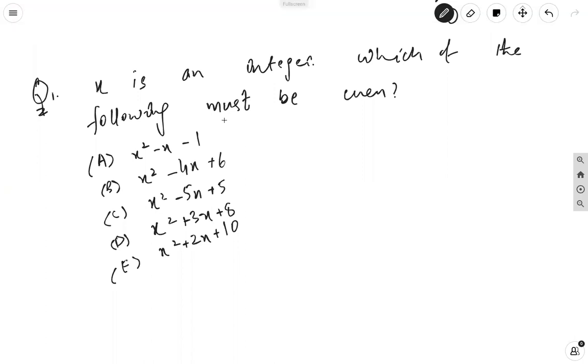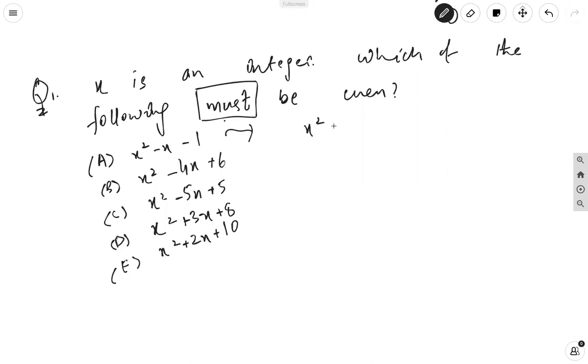See closely the word must. If this were a different kind of question, then there could be multiple answers. But the question is saying must, so there must be one answer. Unless the question states to indicate all possible answers, in that case we could have multiple answers. Okay, so let's see each of these separately.